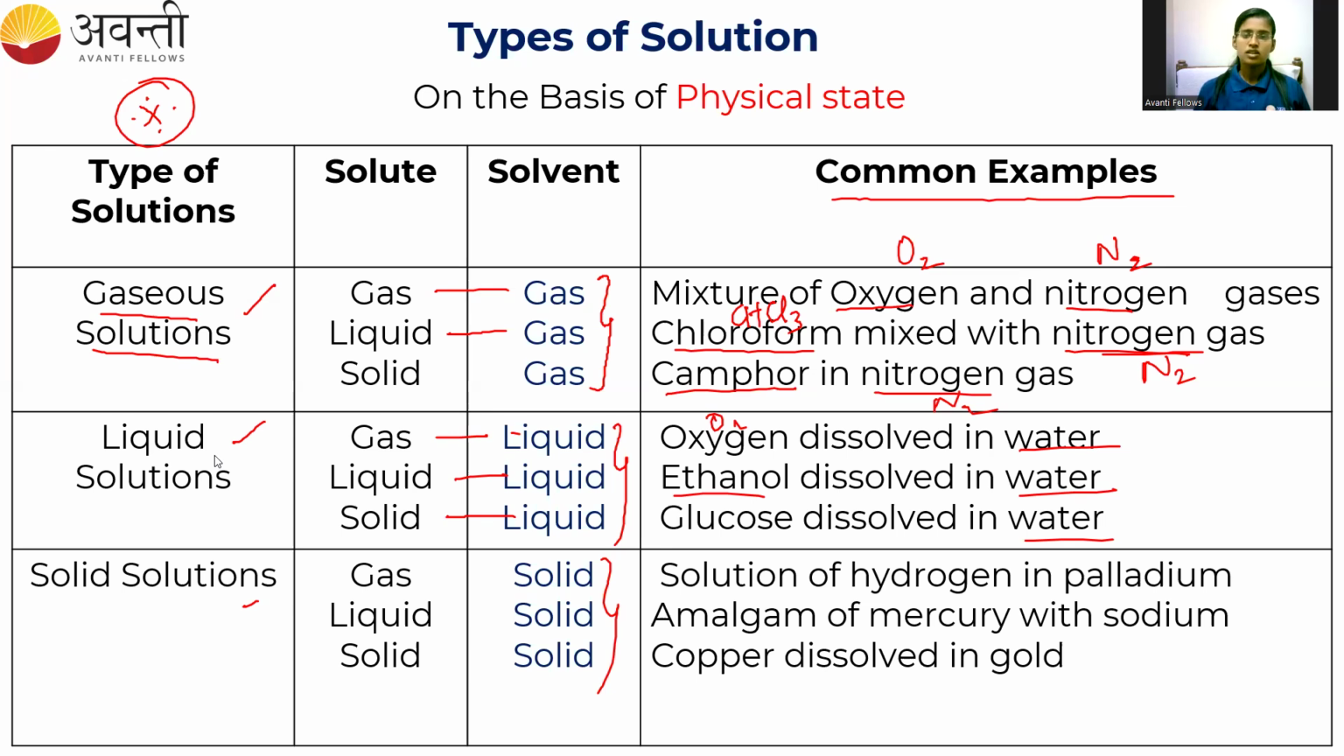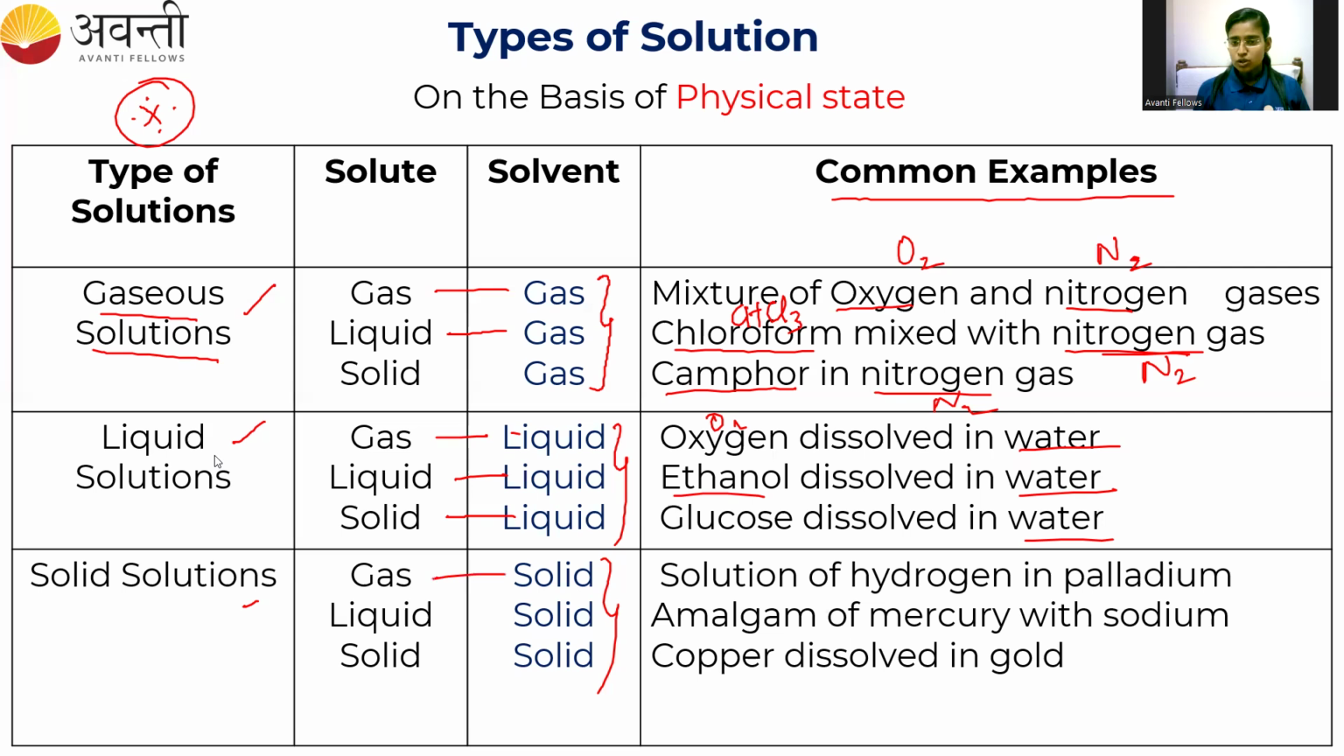So it is a solid. It is a solid and it is dissolved in water. Fine. Now coming to solid solution. So the solvent molecules are solid. And coming to the first example for this, first type in this, gas in solid.